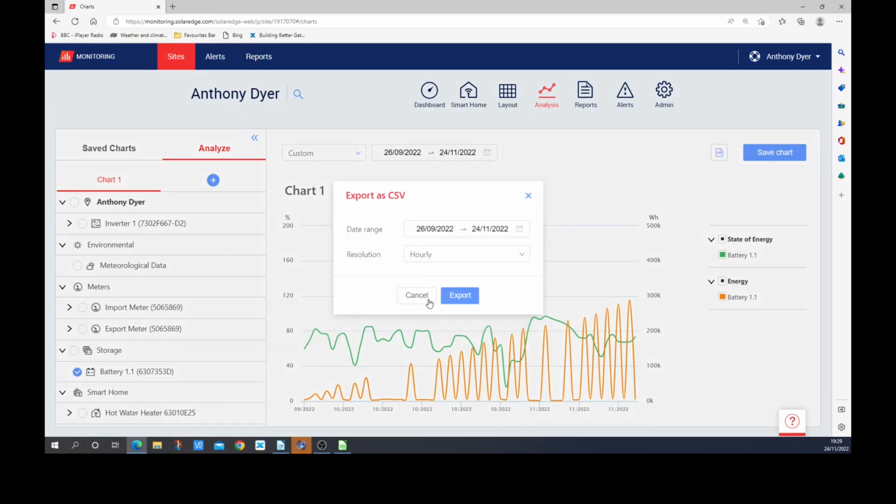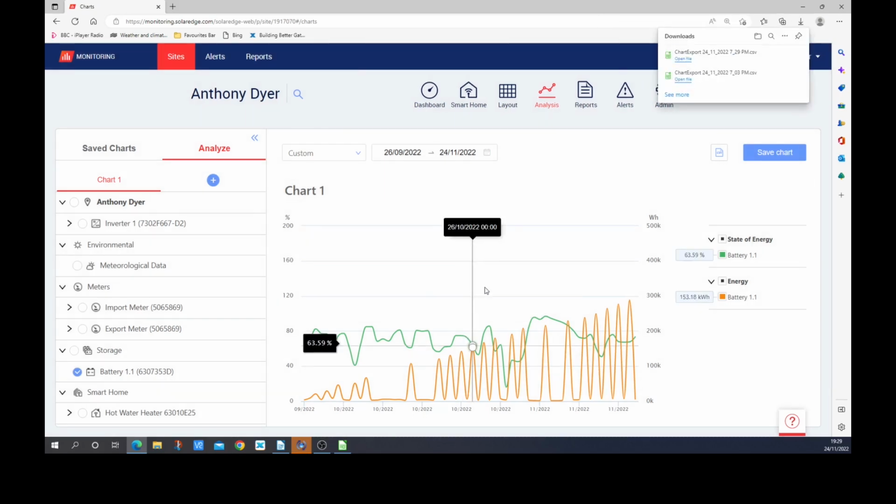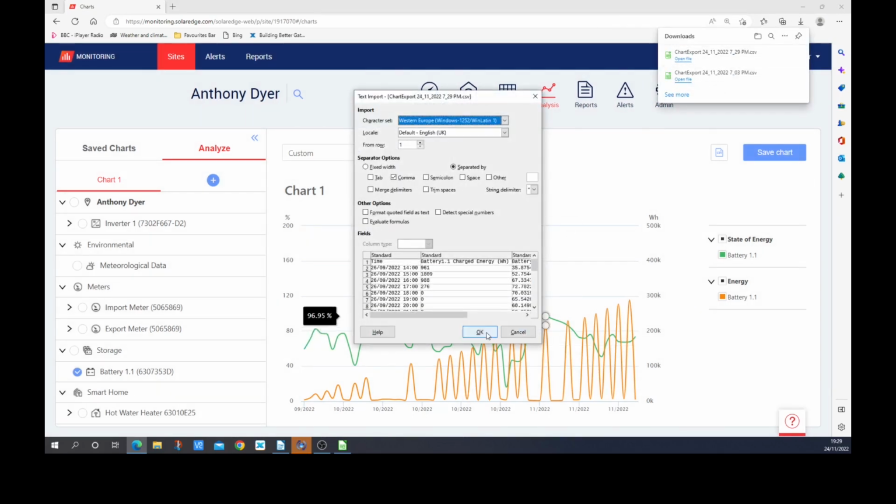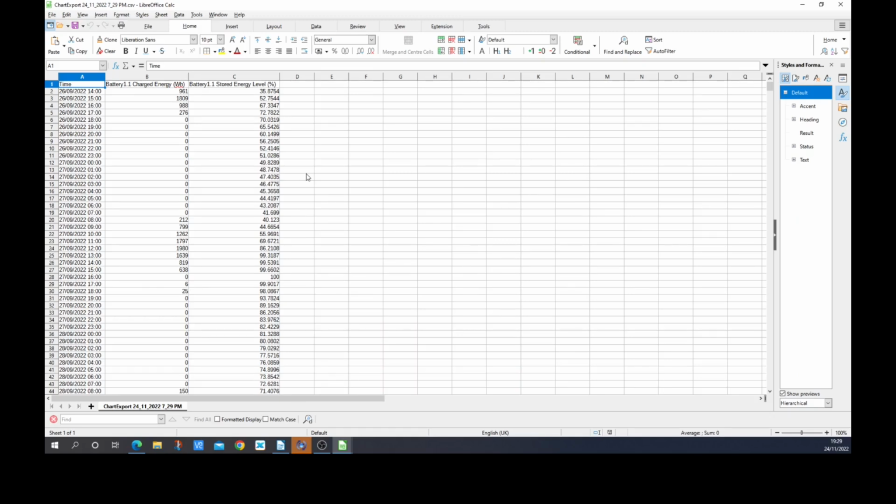But what I'll do is just export it to a spreadsheet. And what you can see here is your state of energy, the time of day, and the charged energy. And what it looks like is the total energy for each hourly interval, which is half of what I need to do the actual efficiency calculation. We also need discharged energy. And it looks like you've got energy for each hour of the day, which is perfectly reasonable.